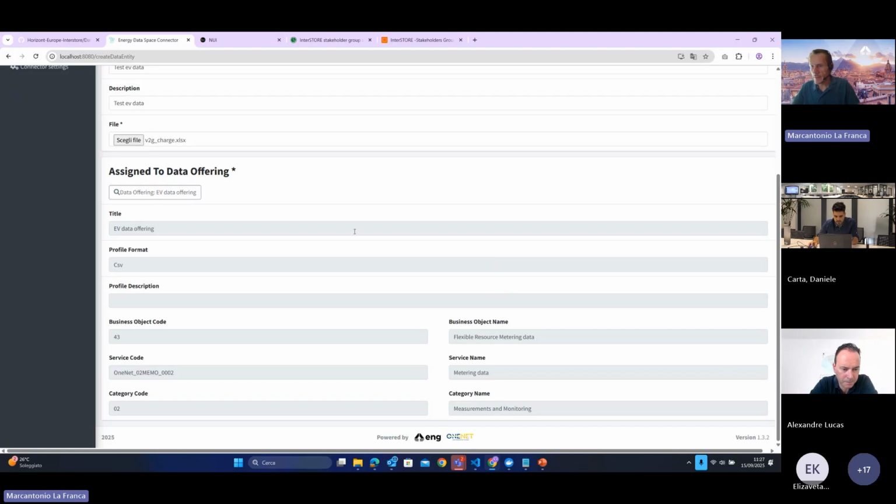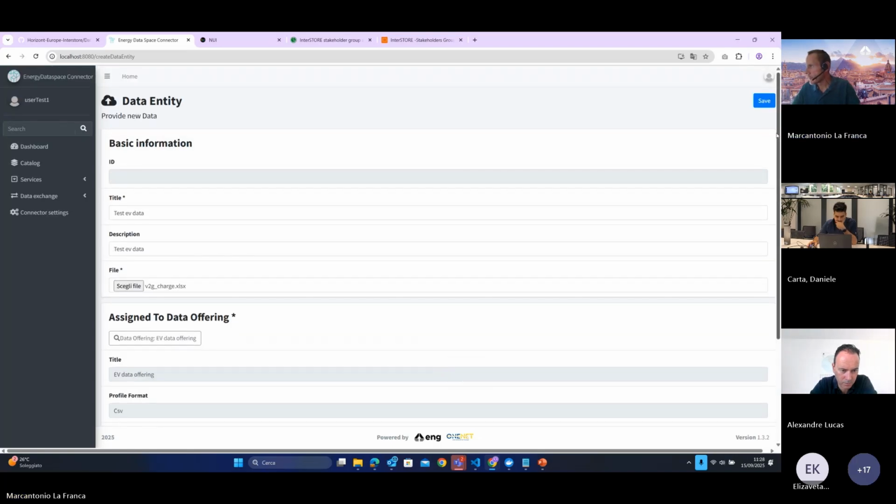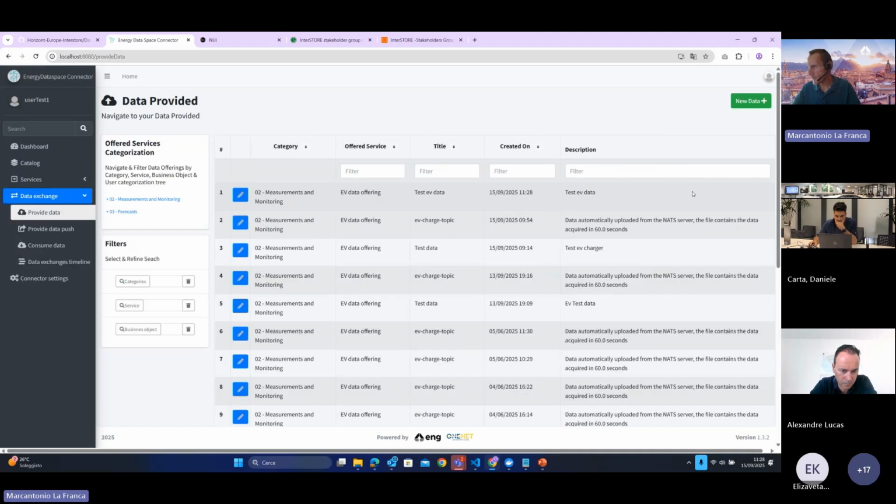In this part, we can see the information about this data offering, the title, the format provided, and other information about the category, business object, microservice. With the Save button, we can upload this data to the dataspace connector. And in this page, after the data is saved, we can see the new data provided as the first item of this table. So we can switch to the data consumer user.